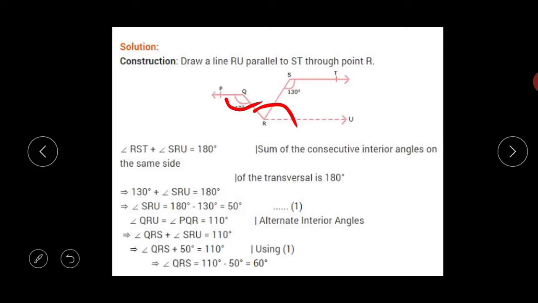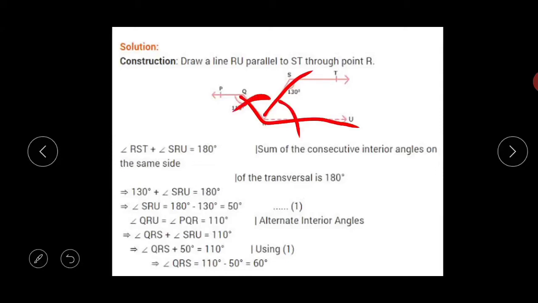Now next students, what we are having, that we are having the sum of these angles as 110, and we have just found that this angle is of 50 degree. So how can we find this remaining angle? Simply by subtracting angle SRU from angle QRU. आप complete angle QRU में से, इस complete angle में से इतना angle आप minus कर दें, तो आपके लिए remaining angle बच जाता है ना.